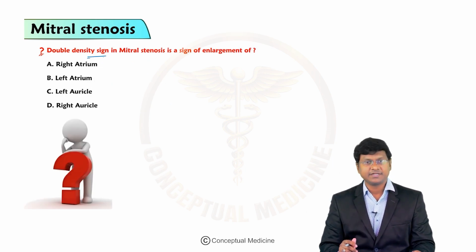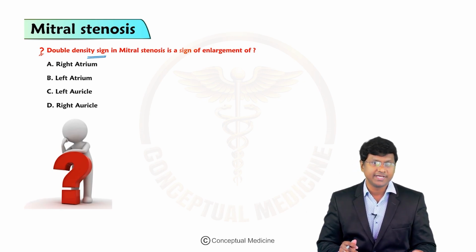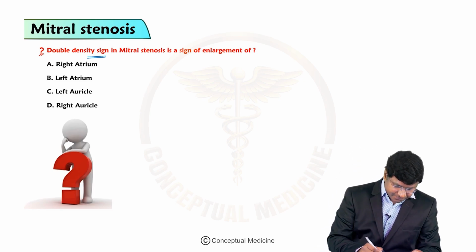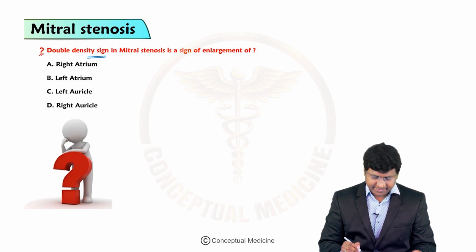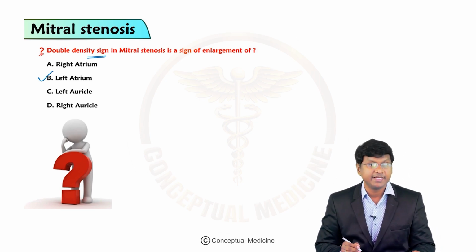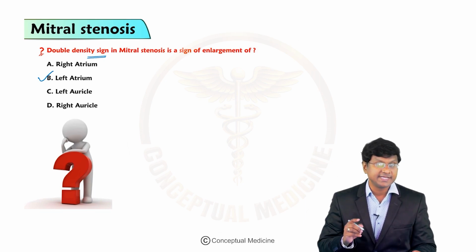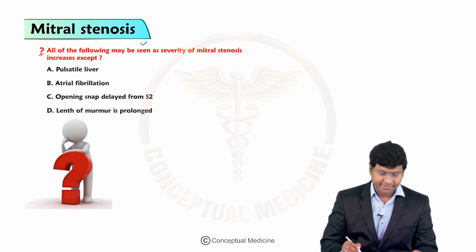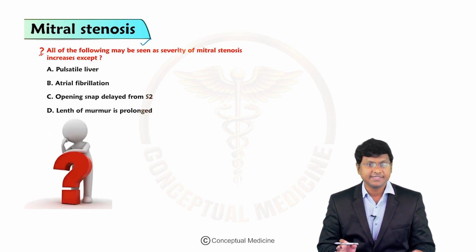So in mild mitral stenosis, you have the presence of loud S1. Next question. Double density sign in mitral stenosis is a sign of enlargement of, right? It is a sign of enlargement of the left atrium. That is what your double density sign is.